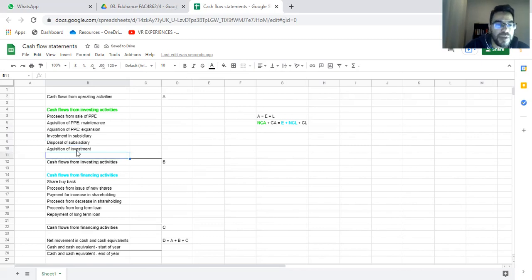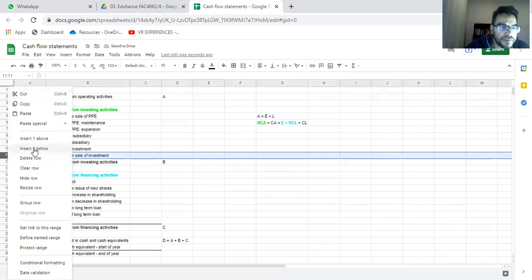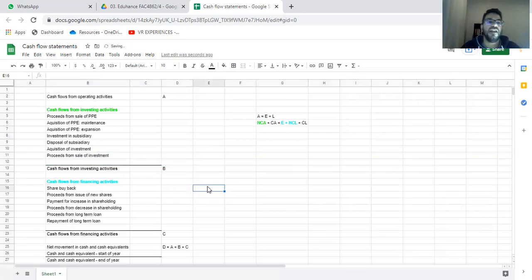Okay, and then it could also be proceeds from sale of investment. Those are typical examples. For each of these, you will reconstruct a T account, besides for the disposal of investment and the acquisition of a subsidiary.